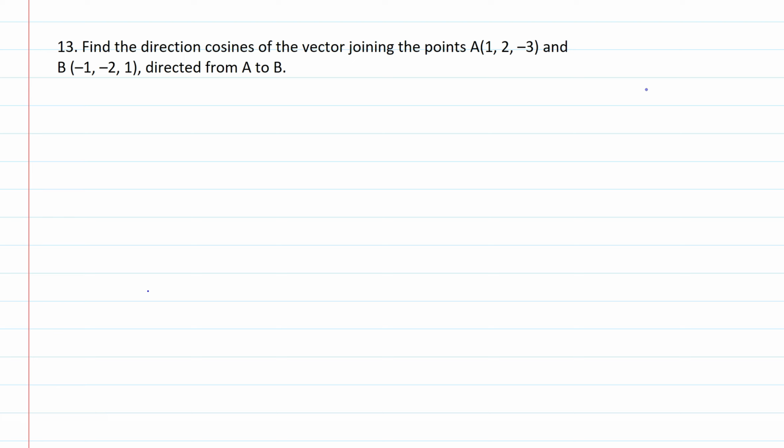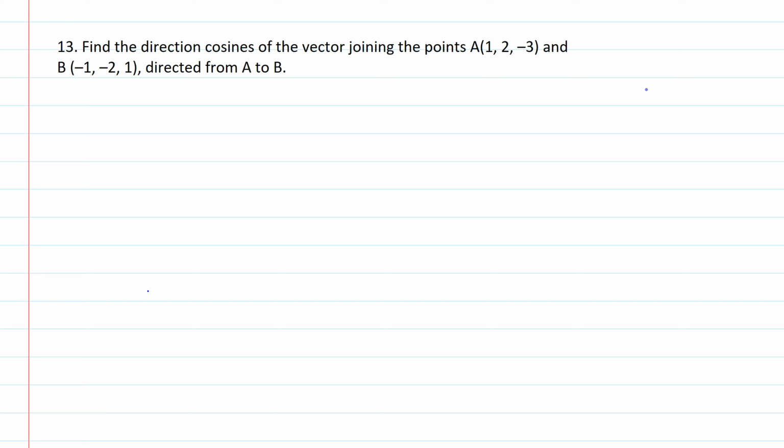In this video, we shall see question number 13 of the exercise 10.2 of CBSE class 12 vector algebra chapter. The question states: find the direction cosines of the vector joining the points A (1, 2, -3) and B (-1, -2, 1), directed from A to B.